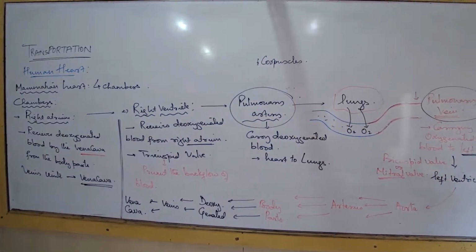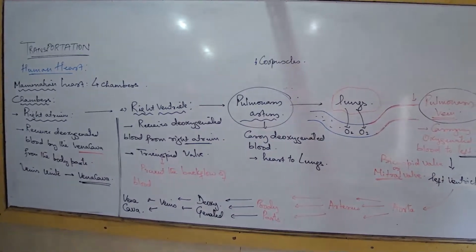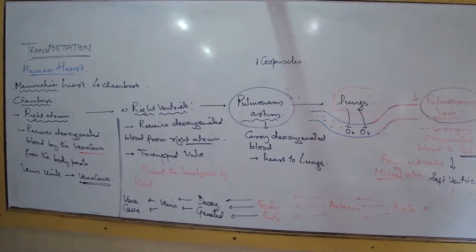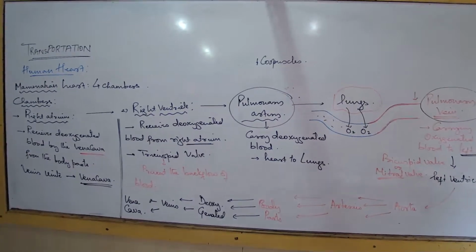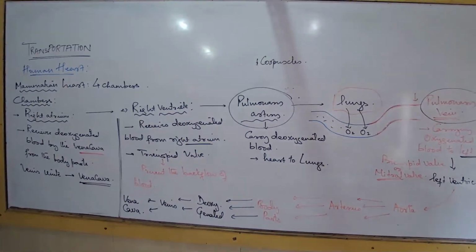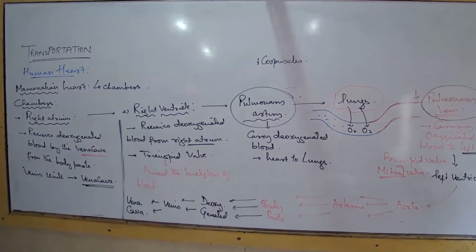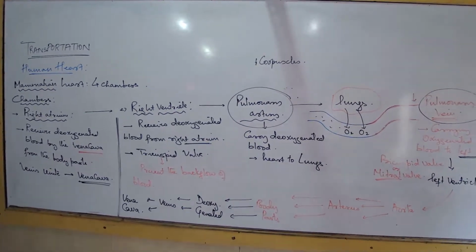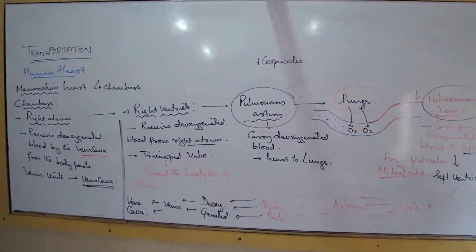Pulmonary artery carrying blood from the lungs to the heart. No, pulmonary artery, I asked you. The heart to the lungs. Deoxygenated. And aorta, from heart to body parts, and it is oxygenated.